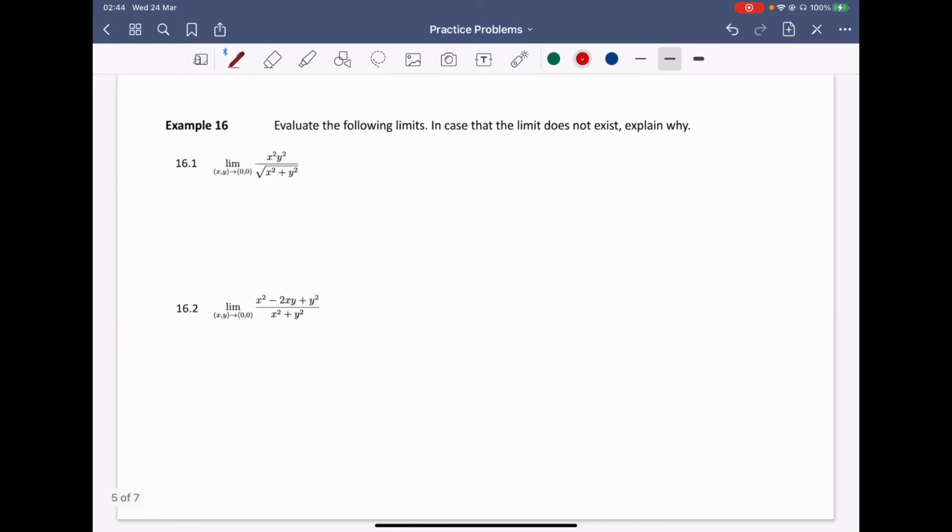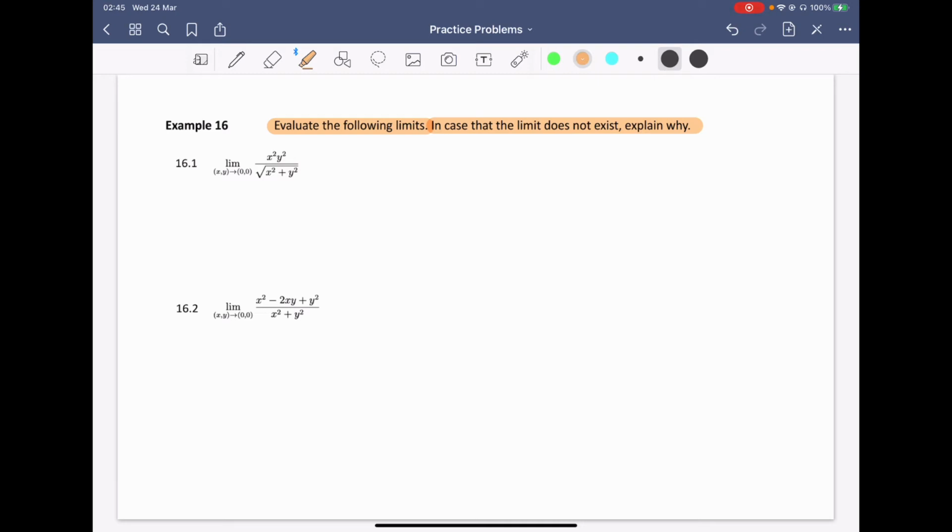All right, we have two more. So example 16, this is the big one because you have three sub questions. In example 16, I want you to evaluate limits. In case the limit does not exist, explain why. I mean, if the limit does not exist, you need to show your work.